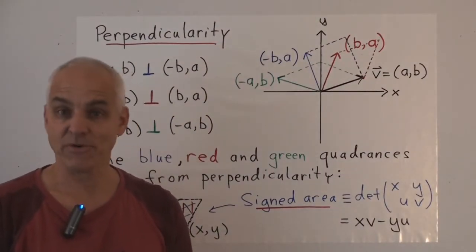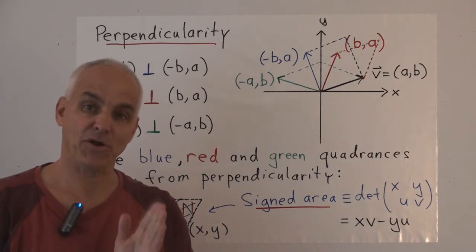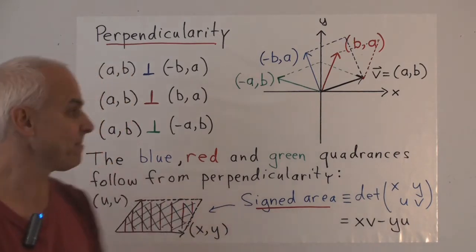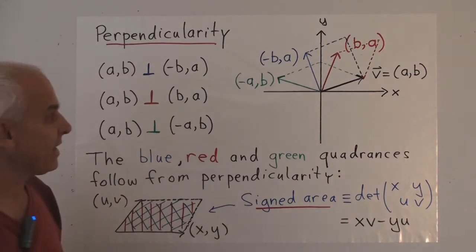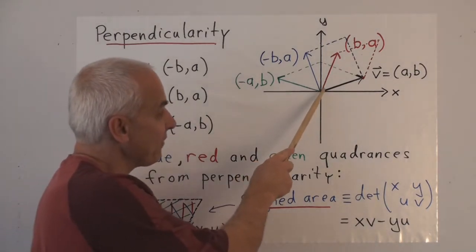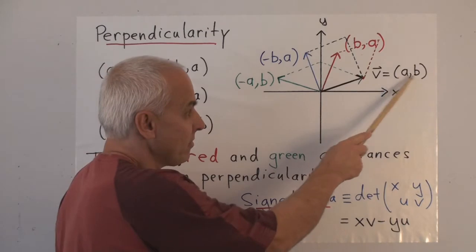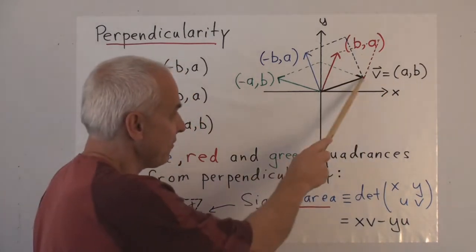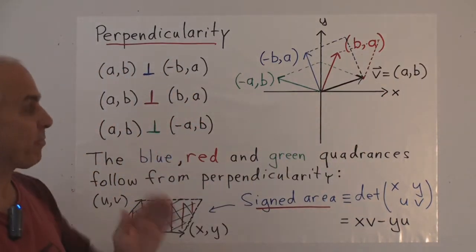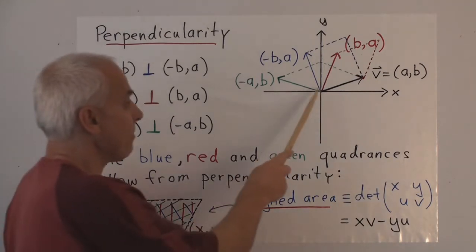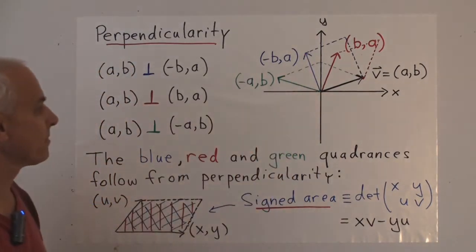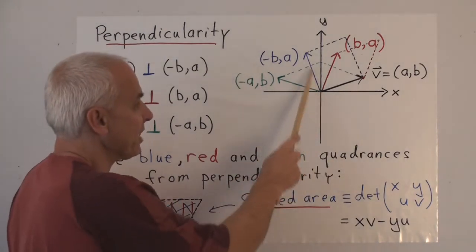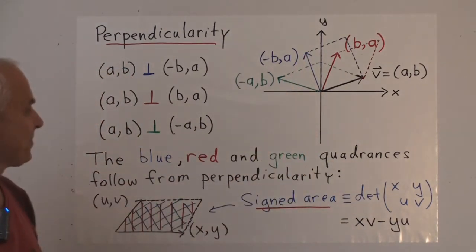Each of the 3 geometries is characterized by a particular notion of perpendicularity. The blue familiar perpendicularity is telling us that if we start with the vector v, AB, then perpendicular to it is the vector minus BA in that direction there. So this is blue perpendicularity, that's the usual familiar one.